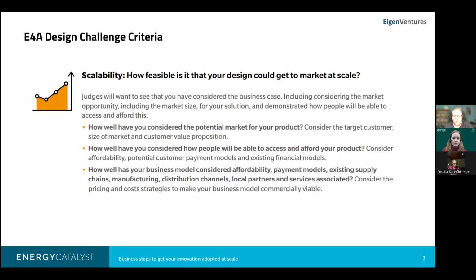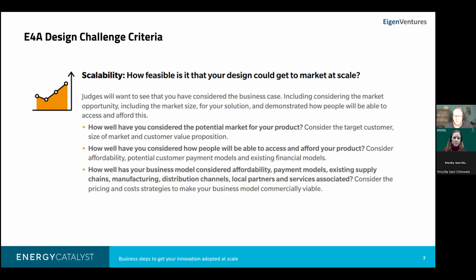You've heard Rachel already talk about the scalability criteria. They already want you at this early stage to start thinking about how feasible is it that your design could get to a product that could get real impact on the market at scale. So you have to think about a lot of different things here: the potential market for your product, who's the customer, size of the market, etc. Have you considered how they are going to afford to pay for your product?